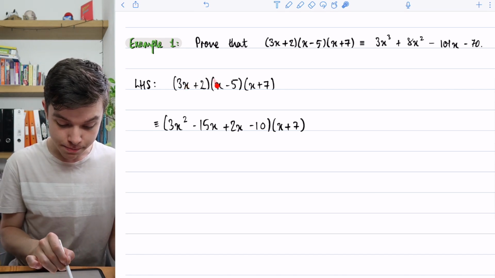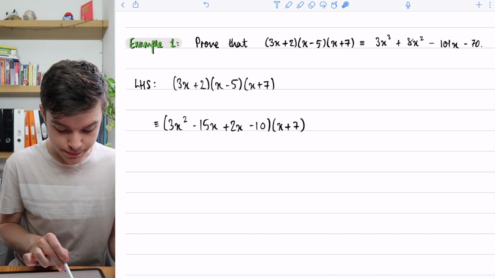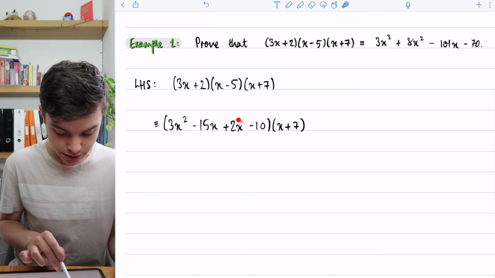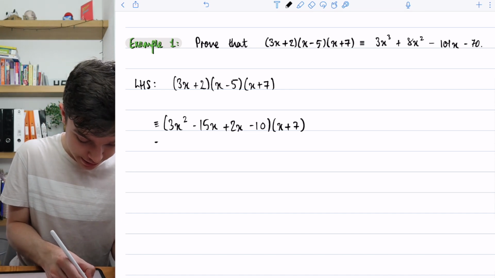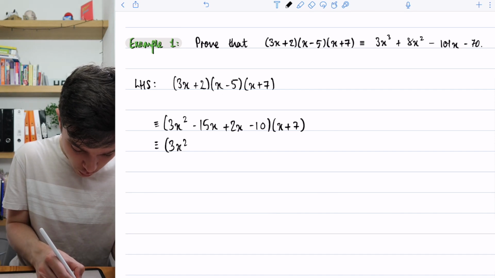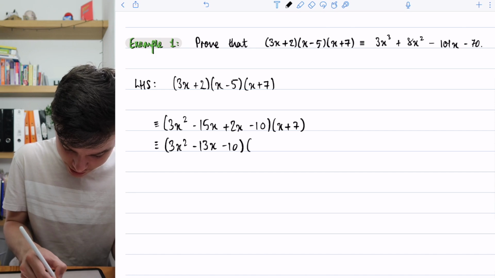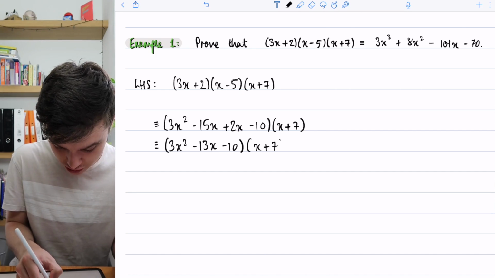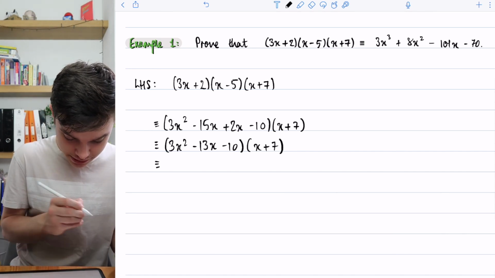So 3x times the x gives me 3x squared. There gives me the minus 15x. There gives me the plus 2x and the minus 10. And now you can simplify, so it makes it easier to expand with the third bracket. So 3x squared, we have got minus 13x minus 10, and then times x plus 7, okay? Then expand your bracket. Hopefully this is not too hard.